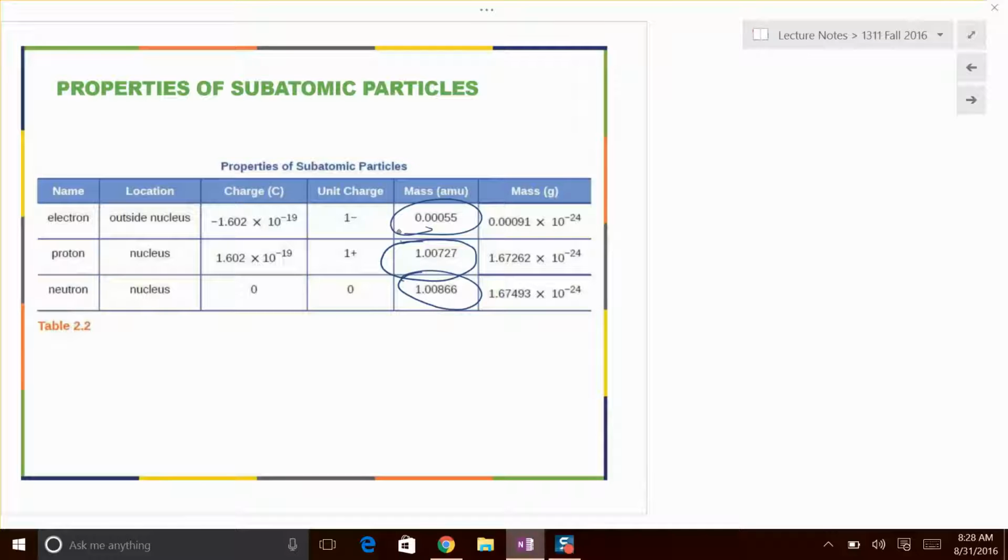So if carbon has 6 and its mass is 12, how many neutrons does it have? 6. That's right. If carbon has 6 protons and its mass is 12, it has 6 neutrons as well. And that's what determines the mass of an element: the number of protons and the number of neutrons in the nucleus of that atom. The electron mass will simply round off anyways. It's not going to really affect the mass of the element.